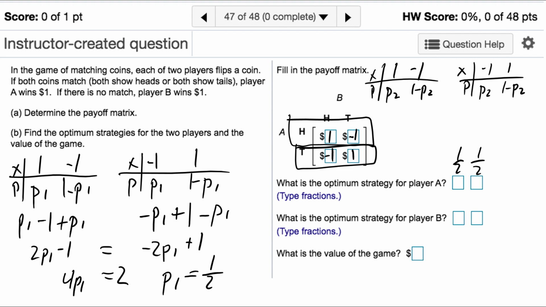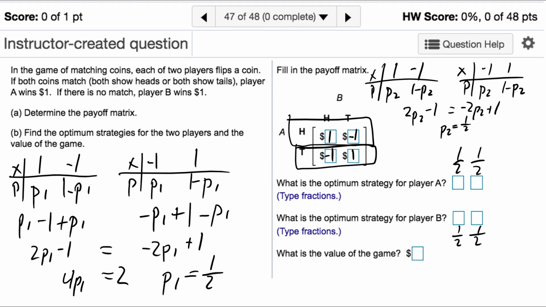We're going to end up with 2P2 minus 1 equals negative 2P2 plus 1, which is going to give us that P2 equals 1/2. So optimum strategy for B, choose heads half the time, and that of course means tails half the time as well.